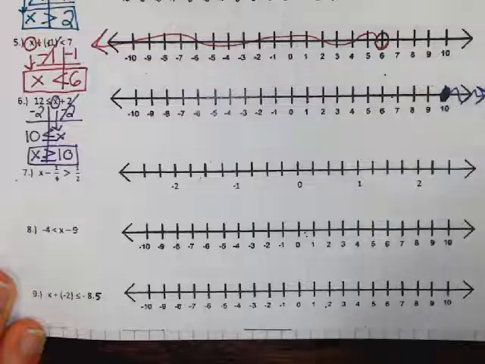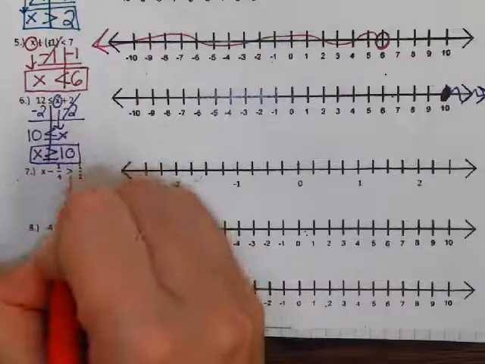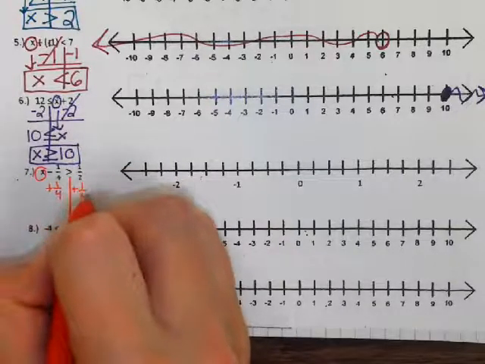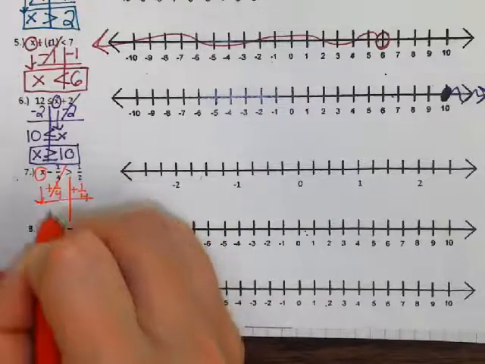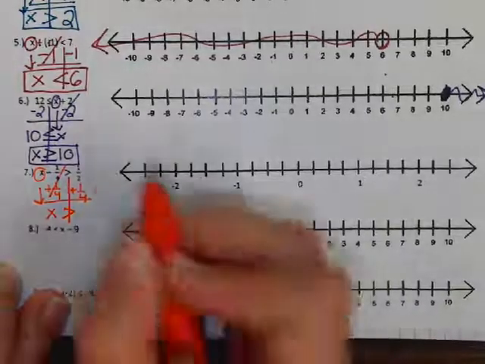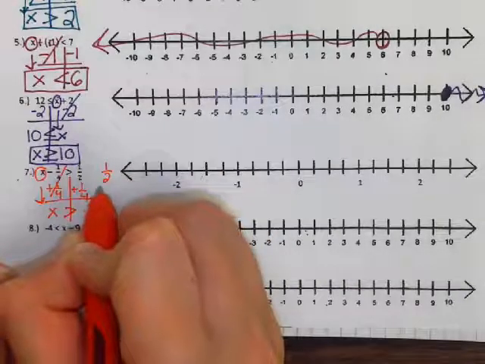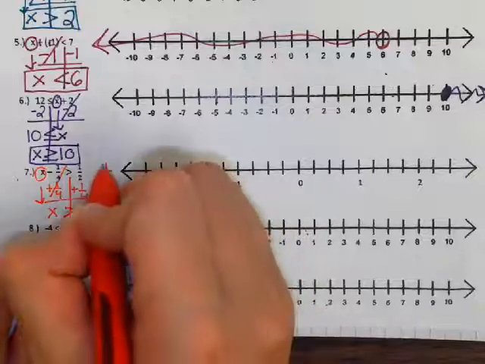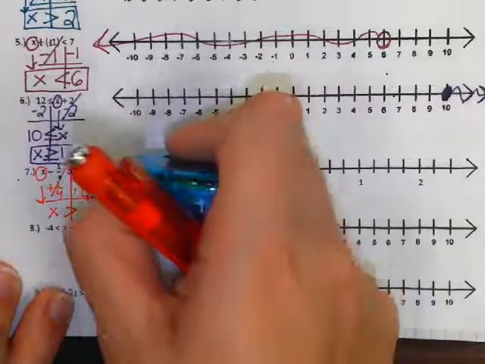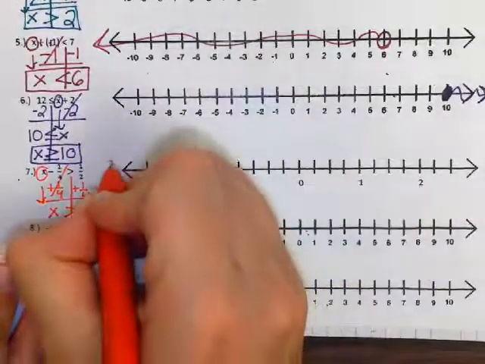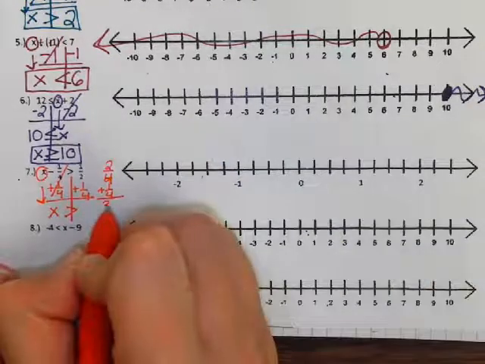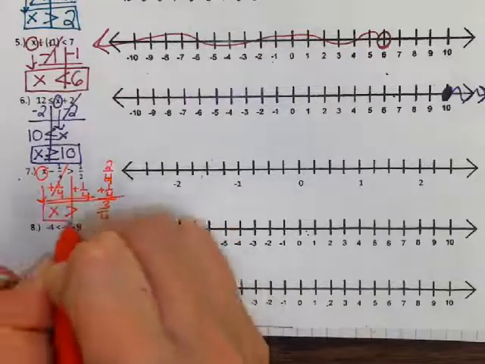Okay, number 7. X minus 1/4 is greater than 1/2. I'm going to add 1/4 to both sides. Bring down my x, bring down my greater than. 1/2 plus 1/4. Well, I need to change that. So I have 2/4. That's not 1/2. I got to change common denominators. So I have 2/4 plus 1/4, and that equals 3/4. So x is greater than 3/4.